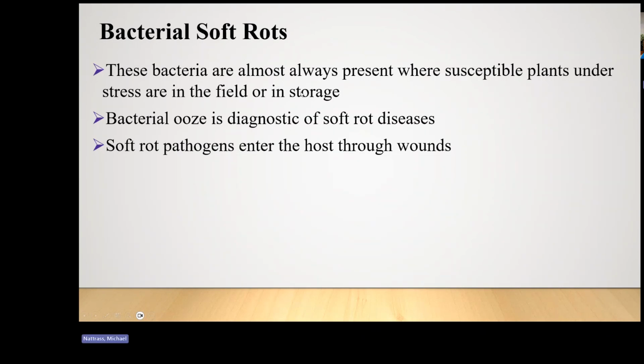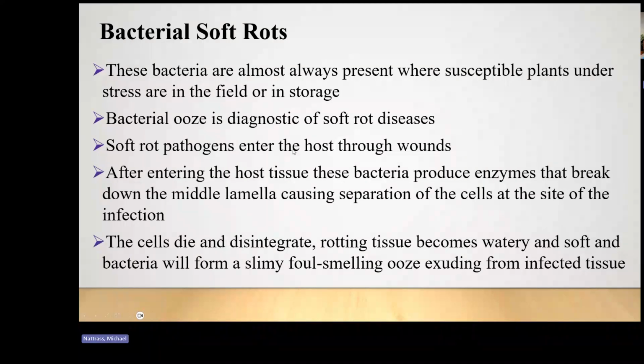When plants are under stress or even being stored, and in the next couple of slides with the pictures, you'll see that when they're being stored, they're susceptible to just basically rotting. And so we'll have that bacterial ooze. They enter through the host wounds just like anything else. Those cells disintegrate. They become watery and soft, and you'll have this slimy, foul-smelling ooze. That's the symptom.